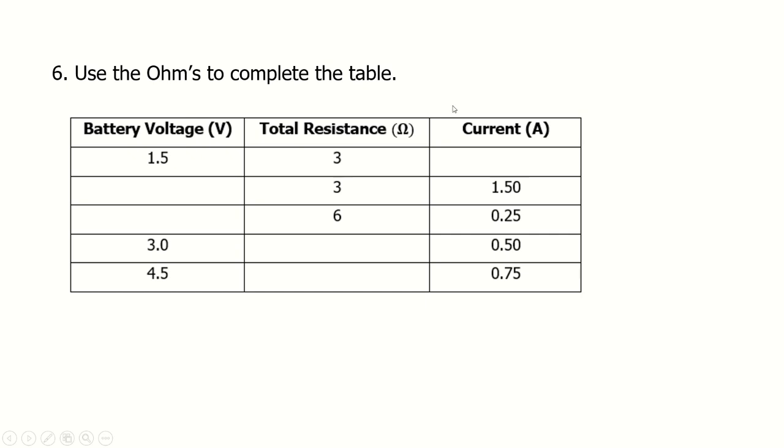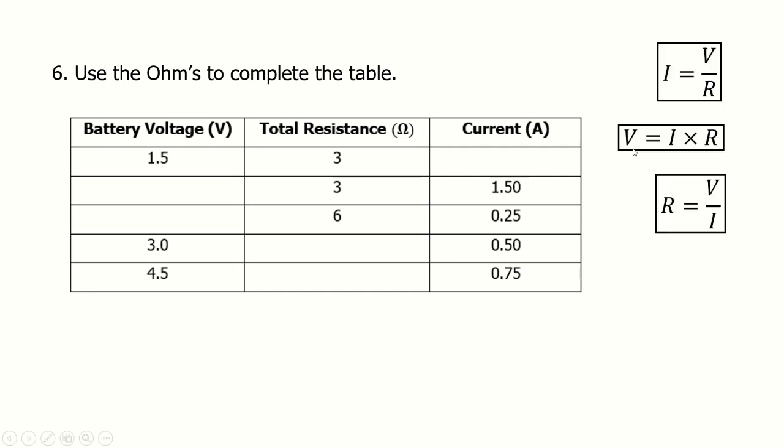Number 6. Oh, okay, so we have a table here. Going back to Ohm's law to complete the table. Okay, first row, our formula, by the way. First row, what is missing is current. So we will use this formula, V over R. So it's going to be 1.5 over 3. Second and third row, what's missing is voltage. So we're using the second formula. So we have to get the product of 3 and 1.5, and 6 and 0.25.